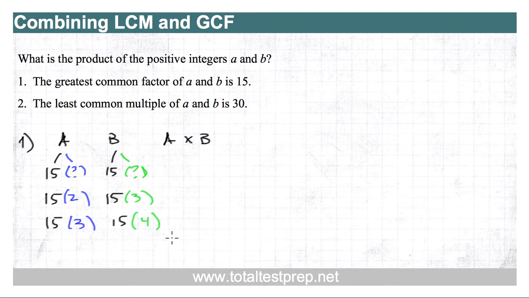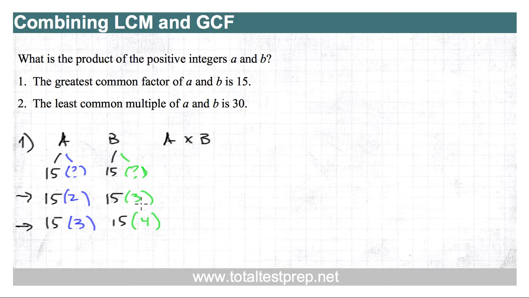So in both of these instances, in 15 times 2 for a and 15 times 3 for b, their greatest common factor is 15. The factor they share is 15, and they share no other factors. And similarly here, when a is 15 times 3 and b is 15 times 4, a and b share 15 and no other factors.